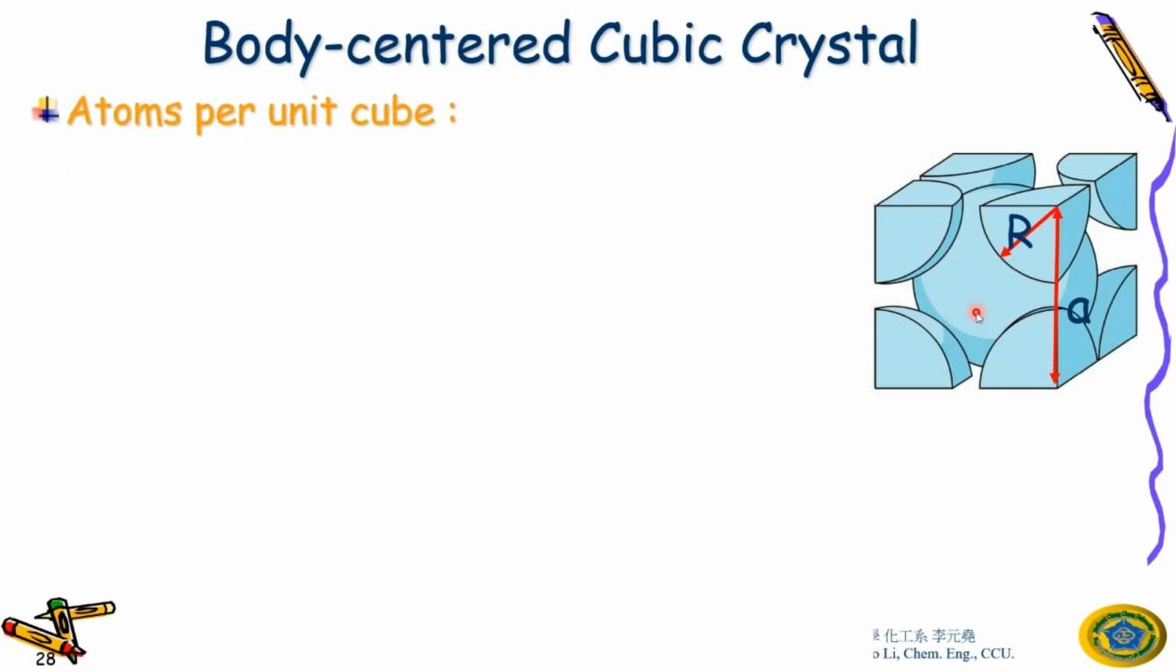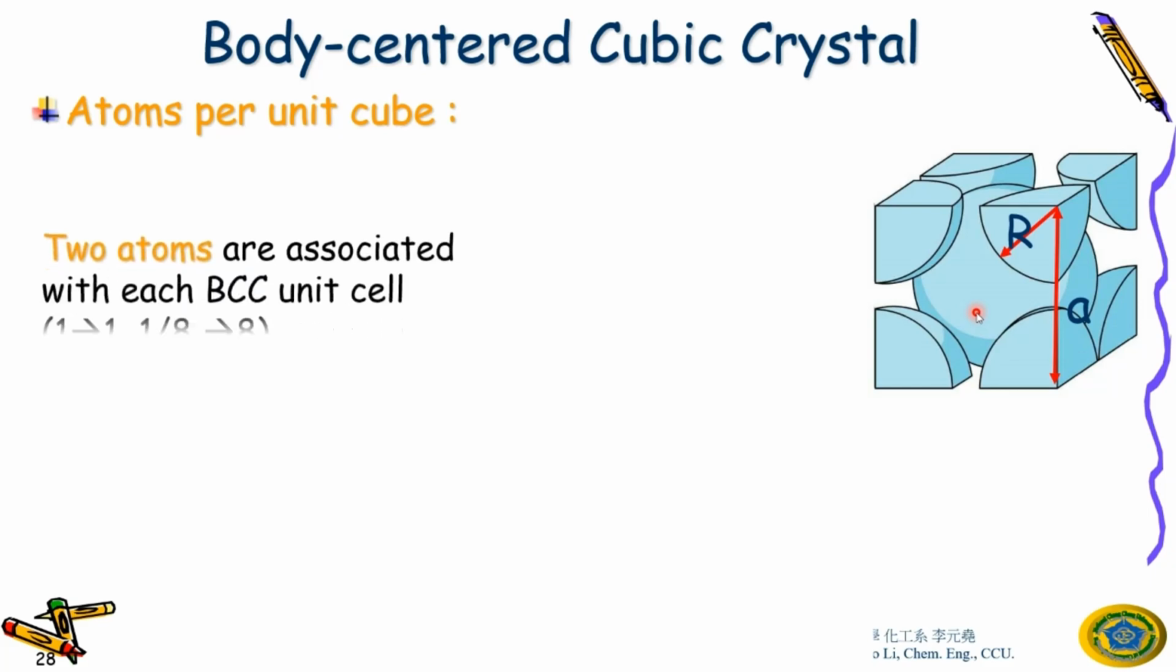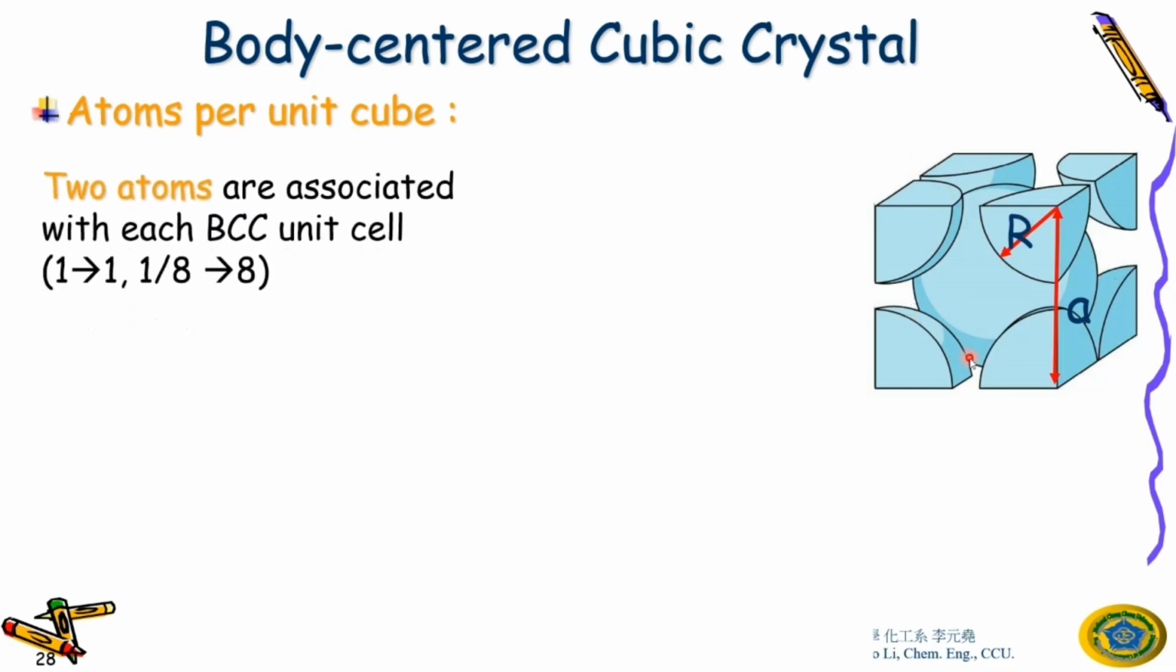Okay, so atoms per unit cell. How many atoms per unit cell in this cube? I think it's too easy. Number 2, right? There are 2 atoms in this unit cell. Why? There is 1/8 of a sphere in each of the 8 corners, so you have 1, like the simple cubic structure, and you have 1 whole sphere in the center. That means you have 2 atoms per unit cell, right?